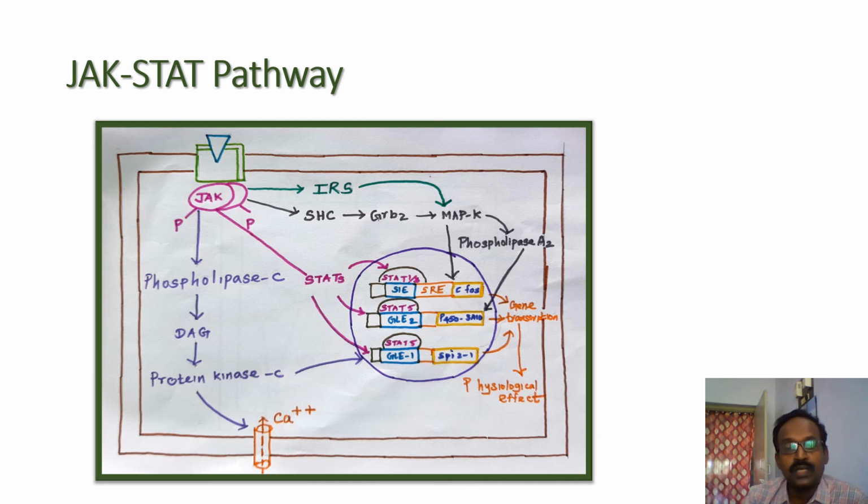Growth hormone acts through the JAK-STAT pathway. When the hormone binds with the receptor, which is a dimeric receptor, it activates the JAK kinase, which stimulates the signal transducer and activator of transcription. It produces gene transcription within the nucleus and the physiological effects. Growth hormone and prolactin both act through the JAK-STAT pathway.